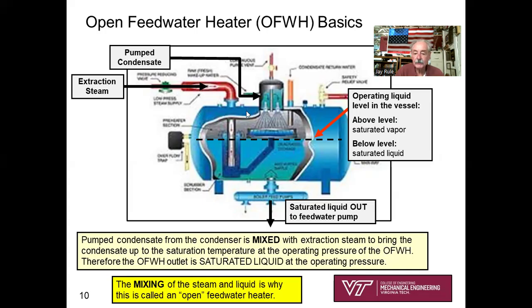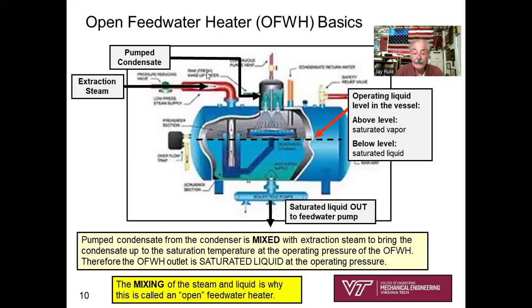And when you mix those together, basically, you get a saturated mixture in this horizontal vessel. And so below the operating line is going to be saturated liquid. Above this line is going to be saturated vapor, okay, just because of the nature of gravity. And so that's what I want to cover there. I think I've got some other things to point out, but do recognize key points.